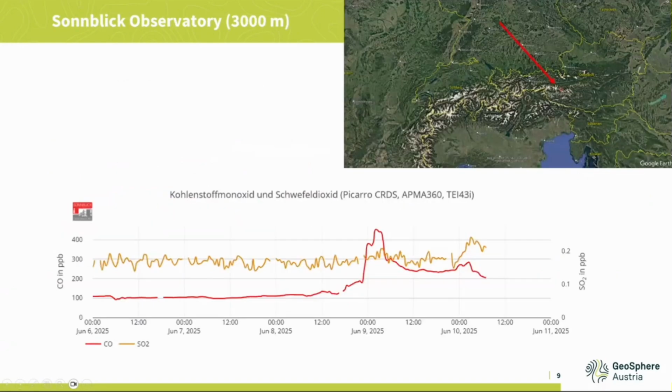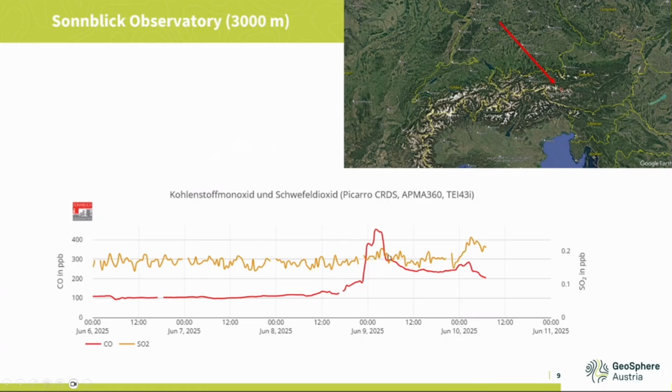So we have in the mountains an observatory that measures the air quality. And you see this graph here that measures the carbon monoxide and the sulfur dioxide in red and orange lines, respectively. And you see that the red line of the carbon monoxide has a sharp increase when this dust cloud arrives. This observatory is at 3,000 meters height. So we have a sharp increase here of the CO, but not of the SO2.